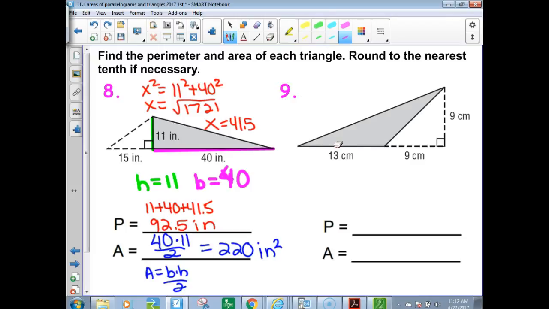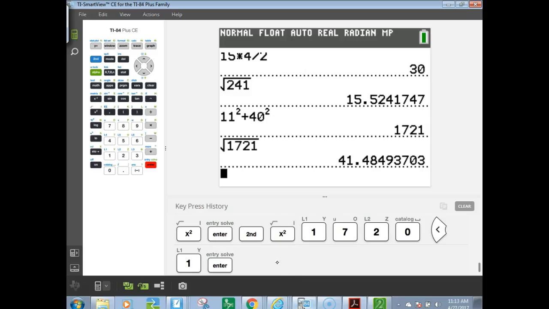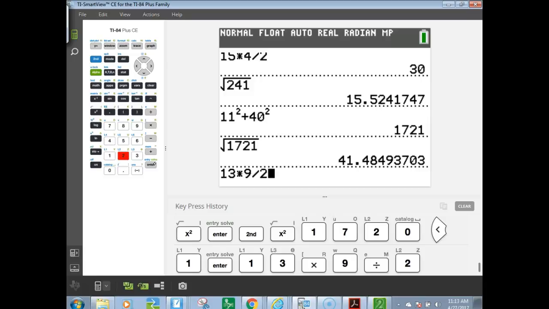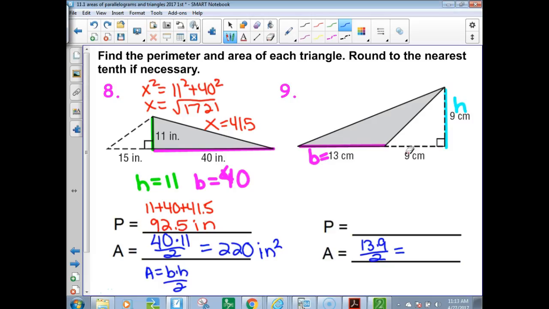All right, now on number 9, what students usually do incorrectly on this is not notice where the base is. The base is the 13. What's the height? All right, 9. Okay, so we've got the height and we've got the base. So we can do our area right away. Let's get that out of the way before we worry about the perimeter. The area of the triangle is base 13 times the height 9 divided by 2. And if you calculated that, you probably got, you can hit that all at once. Yes, Nathan, 58.5. And the label on that is square centimeters.